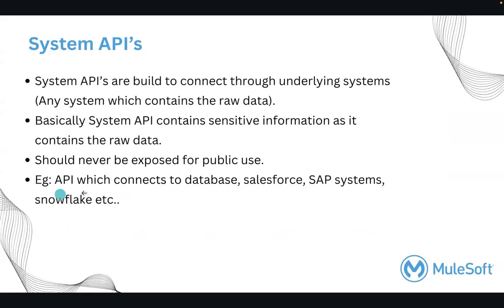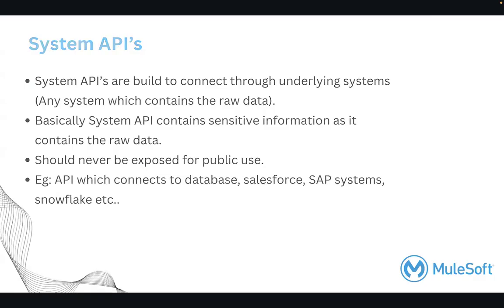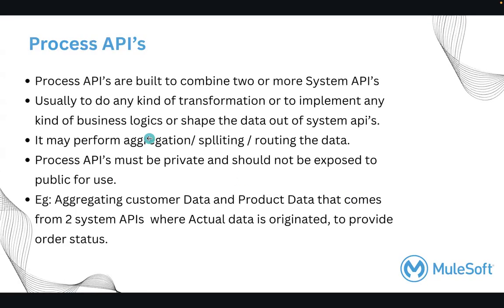For example, here they're saying the API connects to databases like Salesforce, SAP, Snowflake; all those are databases. We're just connecting our system layers to the databases, that's all. In the system layer we are not writing any business logic, we are just connecting and getting the data.